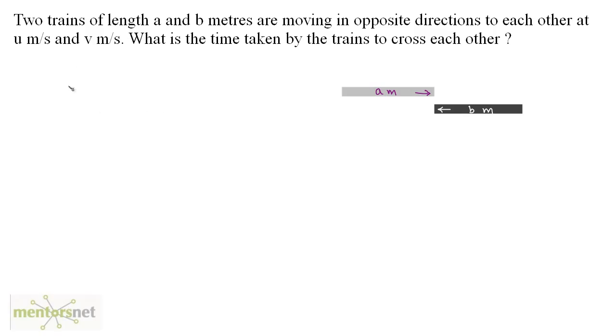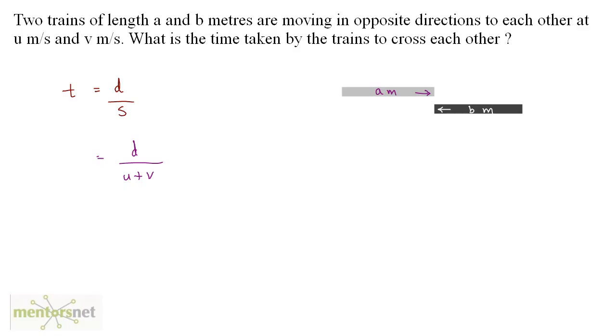What is the formula for time taken? Time is equal to distance upon speed, right? Now you can easily get the speed because you have two objects and these objects are traveling in opposite directions. So the speed will be relative speed. So we have distance upon the speed, the relative speed, and the relative speed of objects moving in opposite directions is the addition of their speeds. So U plus V is the speed.